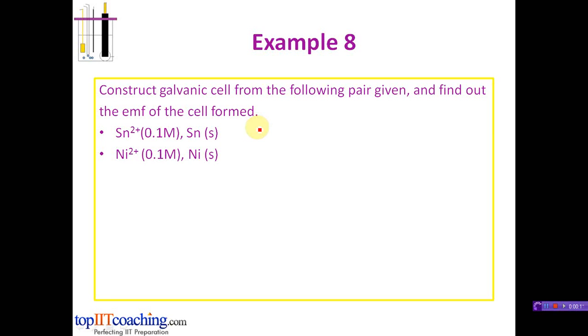The next question is, we have to construct a galvanic cell from the given pair and find out the EMF of the cell formed. So first of all, we are going to calculate the electrode potentials of both the half cells and then figure out which half cell will become the anode, that is oxidation will take place in that, and which will become the cathode, that is reduction will take place in which half cell. And then we are going to write the expression of that half cell and calculate the EMF.